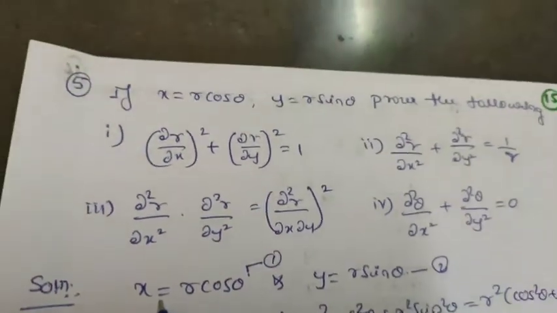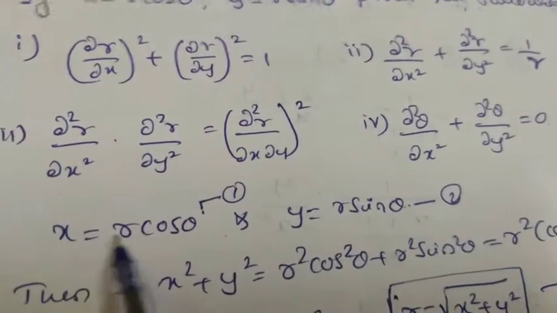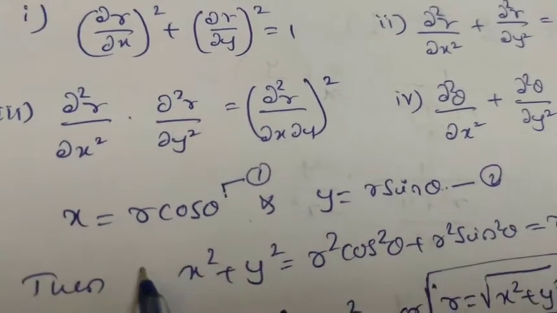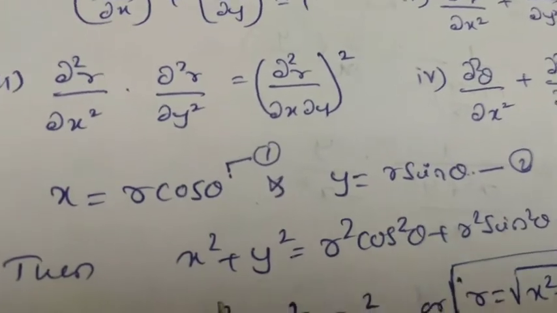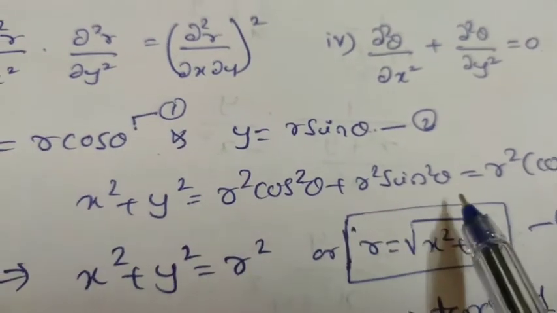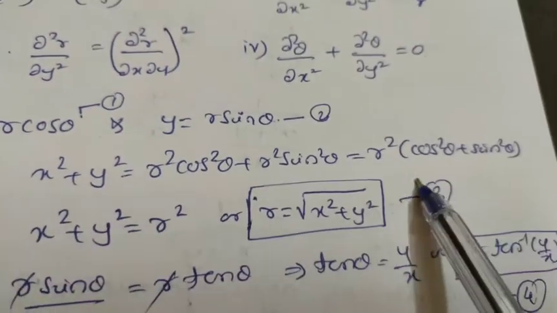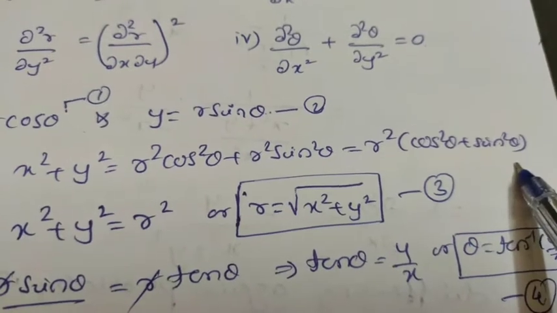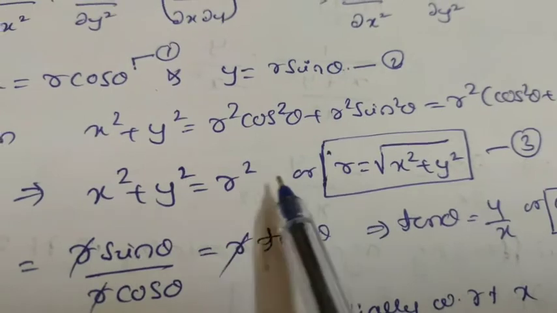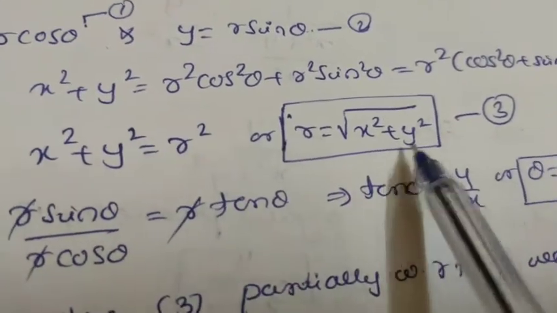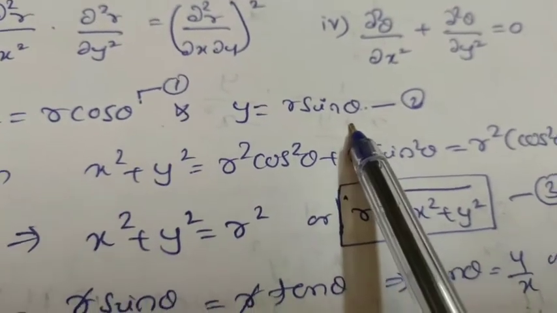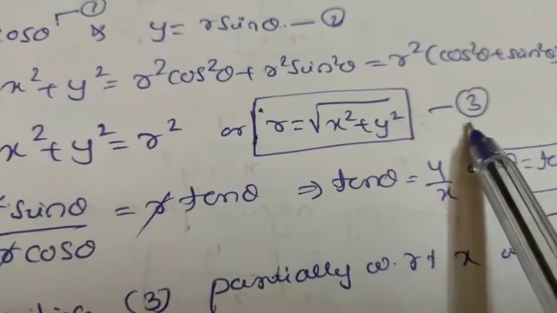First, here it is given that x equals r cos theta and y equals r sin theta. So first you have to square and add these two equations. x square plus y square, you will get r square cos square theta plus r square sin square theta. Take r square common, sin square plus cos square remains, which is equal to 1. Thus we have x square plus y square equals r square, or r is equal to under root of x square plus y square. Take x as equation 1, y as equation 2 and this r as equation 3.